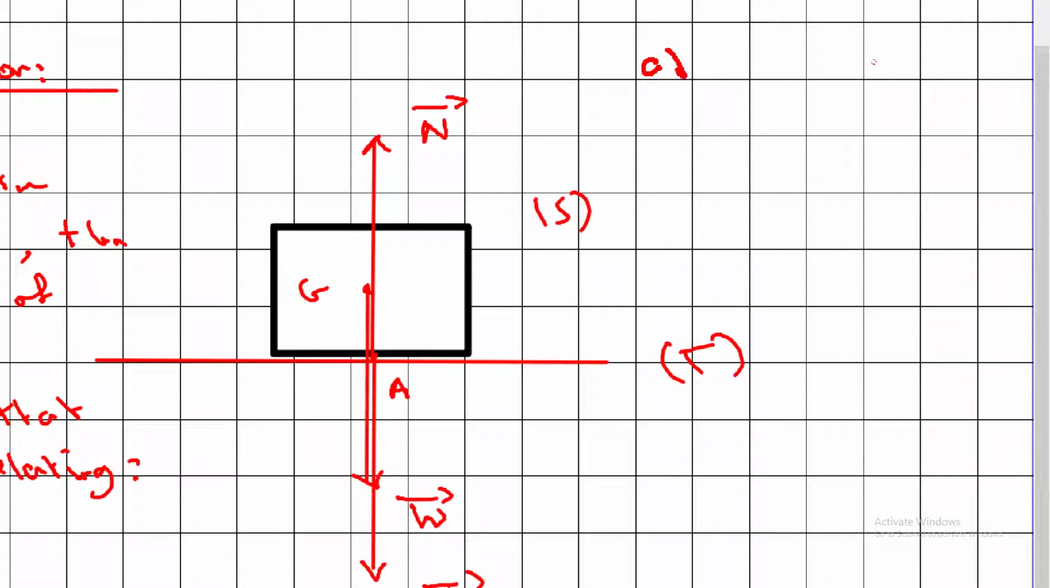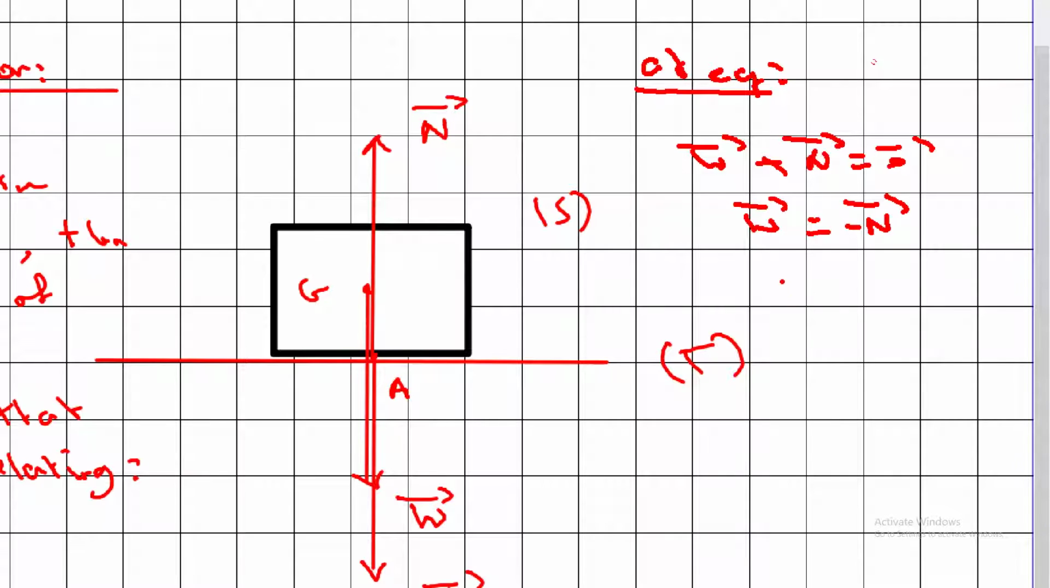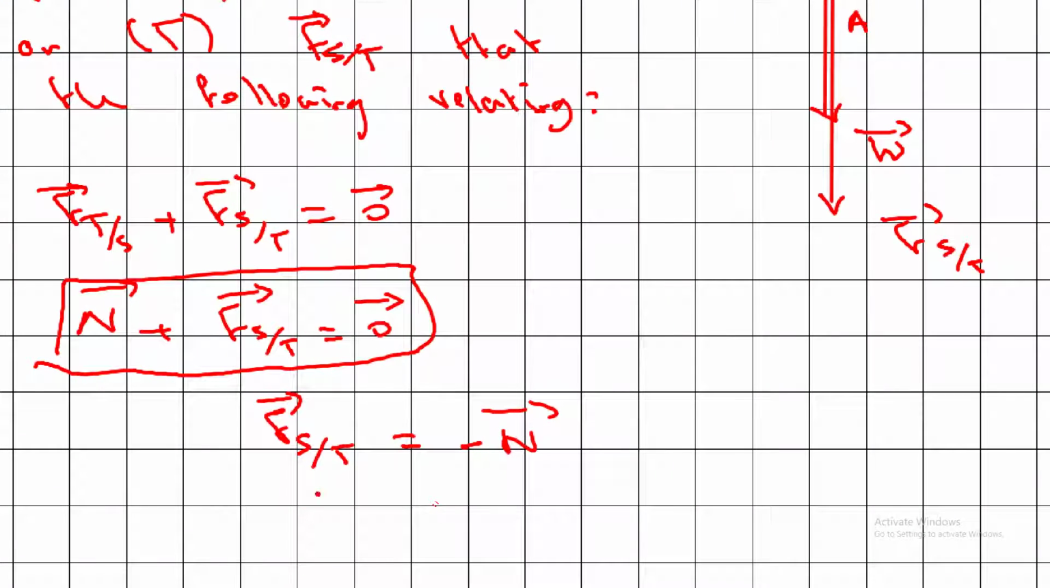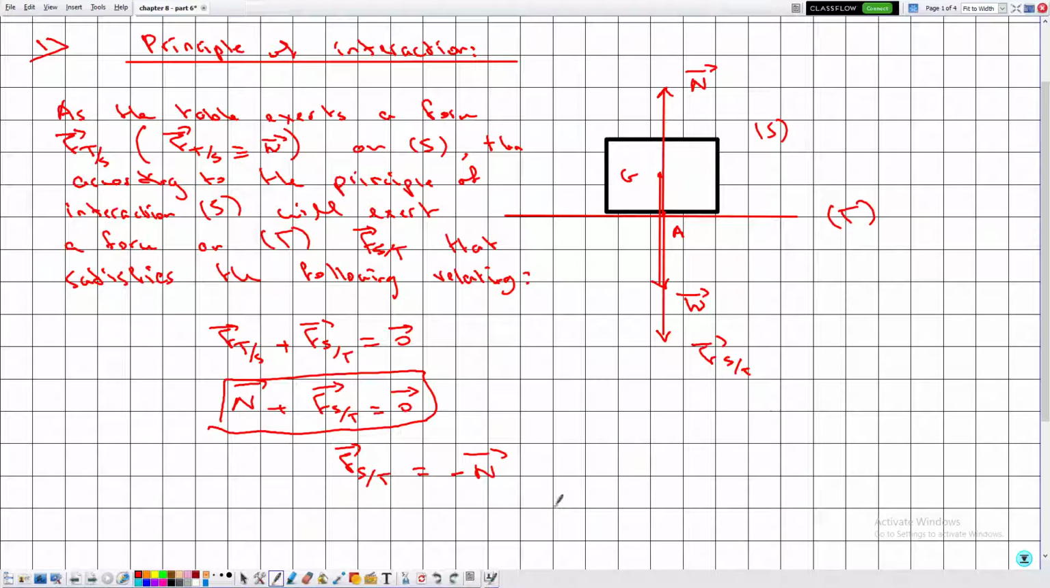If we say at equilibrium, we have that the weight vector plus the tension plus the normal vector is equal to 0, which means that W is equal to minus N, which means that in magnitude the weight is equal to the normal. So weight is equal to the normal. On the other hand, the magnitude of F_S on T is equal to the magnitude of N, but N is equal to W. So overall, the magnitude of these three forces are equal to each other. Okay?